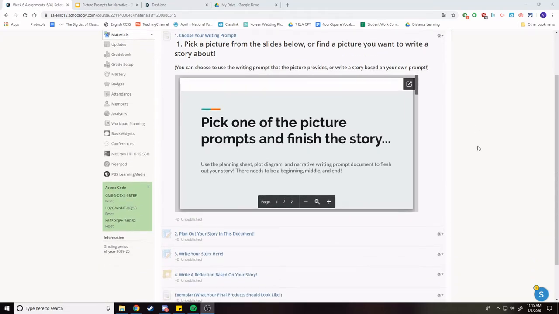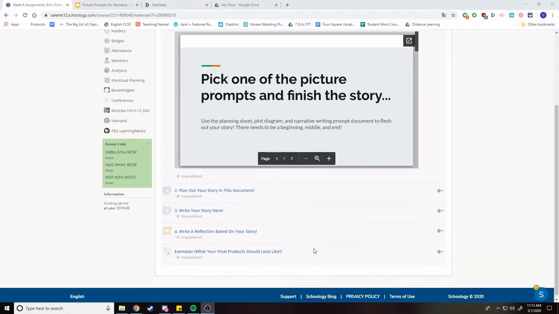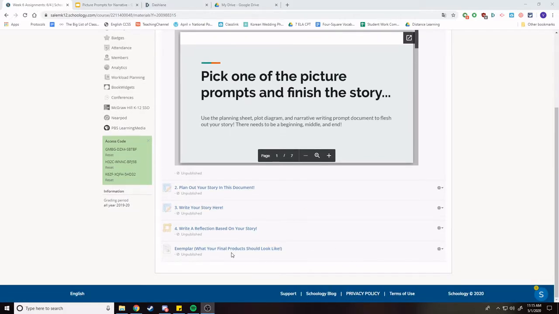So if you're looking at the planning sheet number 2 and the narrative prompt number 3, and you've already chosen a picture but you don't really know what to do, I would scroll down to the bottom and click on this exemplar. And an exemplar is an example of what your final product should look like in the end.